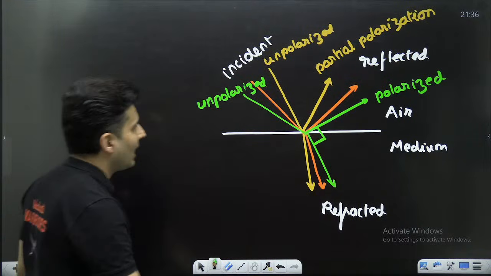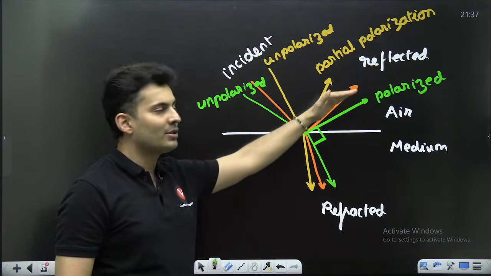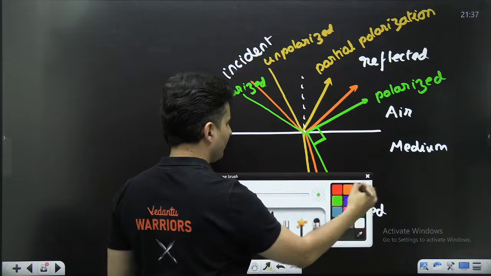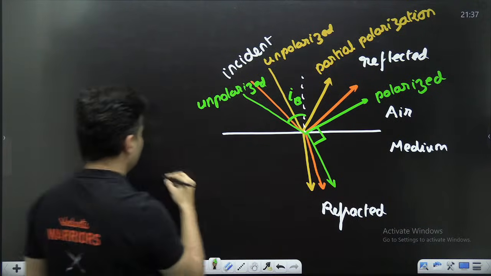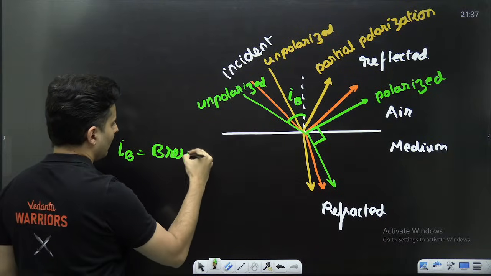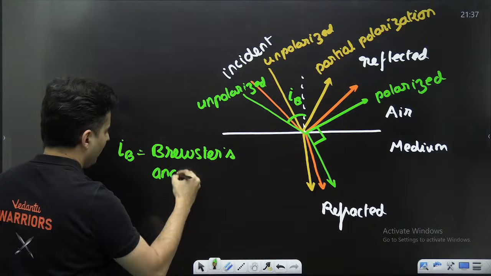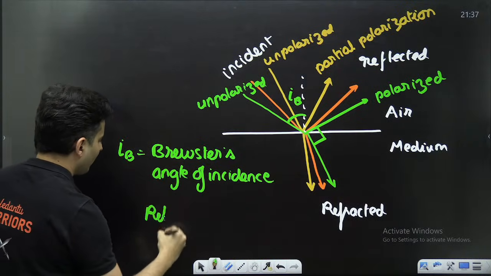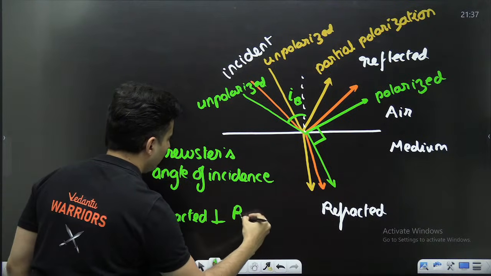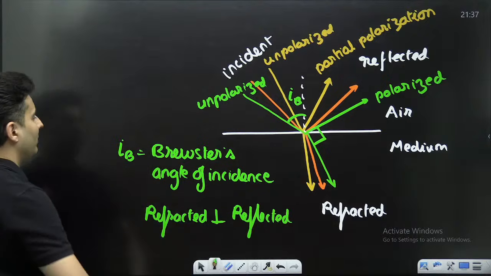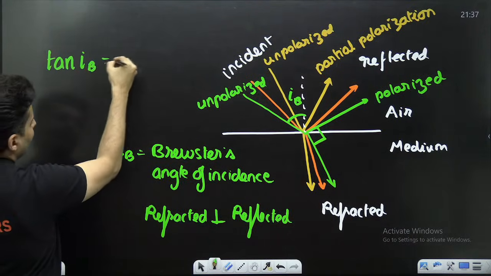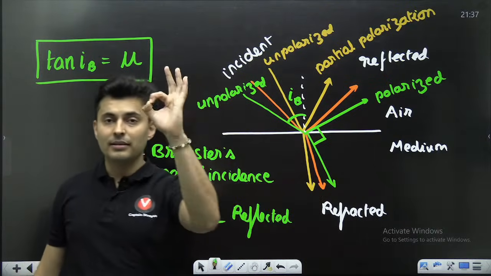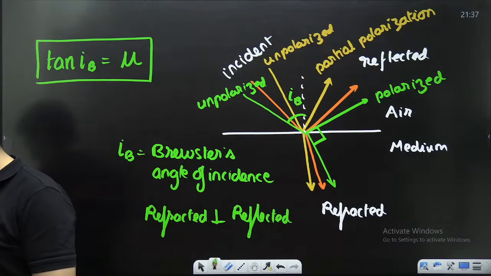So when the reflected and the refracted rays are perpendicular, the unpolarized light which falls on that medium gets completely polarized. And we can call that angle IB. That IB is called Brewster's angle of incidence, and that's when the refracted ray is perpendicular to the reflected ray. And this happens when tan of IB is equal to mu. That is the formula. The tan of the angle of incidence is the refractive index. That's the idea of this.